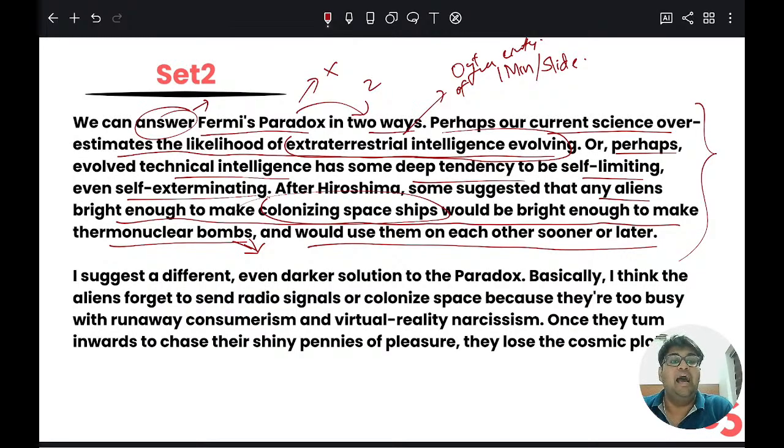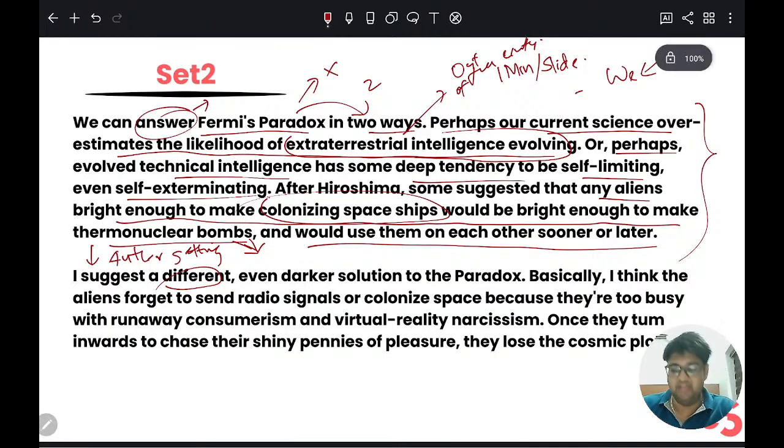Wow, great. I suggest a different, even darker solution to the paradox. Now, what I am suggesting now, the author is getting involved here. See, earlier it was a plural, we, so those were not really the author's own opinions, but when you see I and we, these are first person pronouns. So the author is presenting his opinions now. I suggest a different, even darker solution to the paradox.